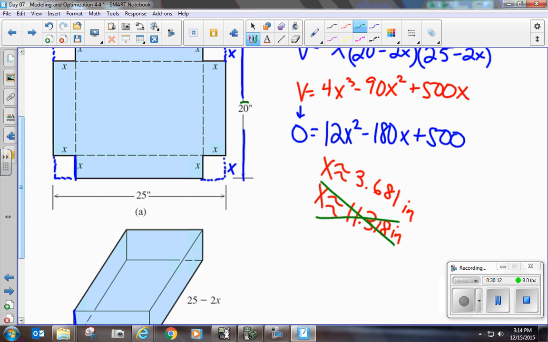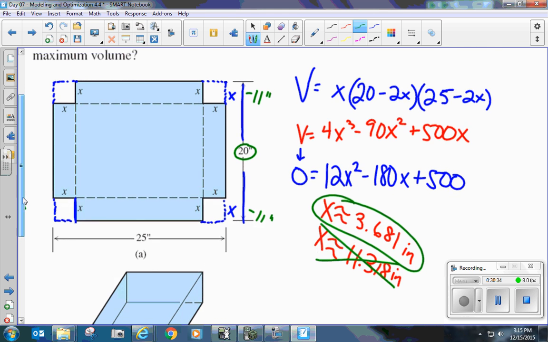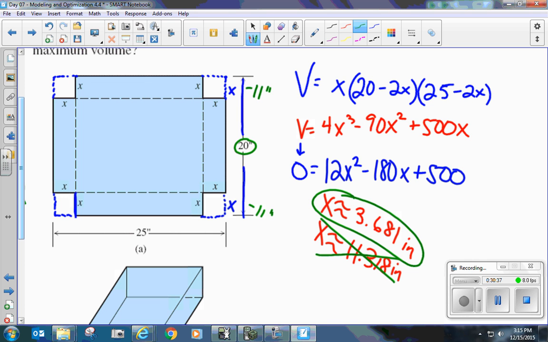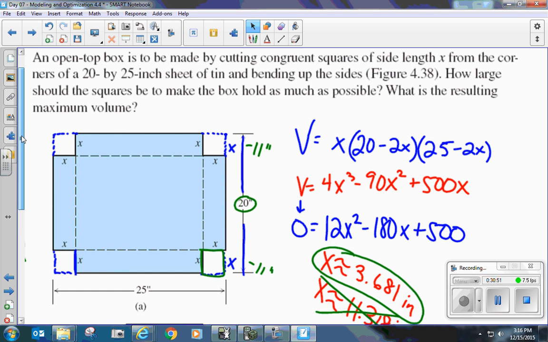Because this side is 20. If this x is 11 and I cut 11 inches here, and I cut 11 inches here, that's taking 22 inches away from a side that's only 20 to begin with. I don't have that much material to cut out. So, this is the approximate value I will use to maximize my volume. That's the value of x, the side of the square I need to cut. They want to know what the maximum volume is now that I can have in that box.